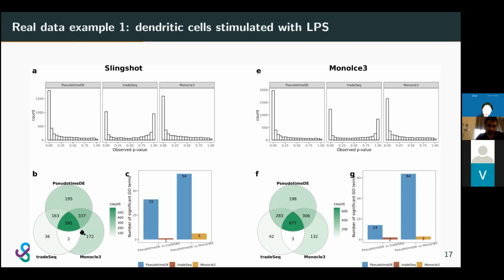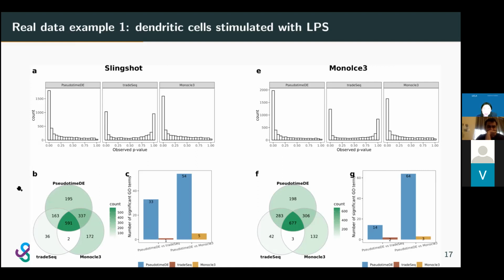To examine which one is more reasonable, we took the difference in pairwise comparisons. Between PseudotimeDE and tree-seq, we look at the DE genes uniquely found by PseudotimeDE and the genes uniquely found by tree-seq. Then we perform GO enrichment, gene ontology enrichment analysis. We found that there are more enriched GO terms in the PseudotimeDE-specific genes. And the same conclusion holds for the pairwise comparison between PseudotimeDE and Monocle 3.